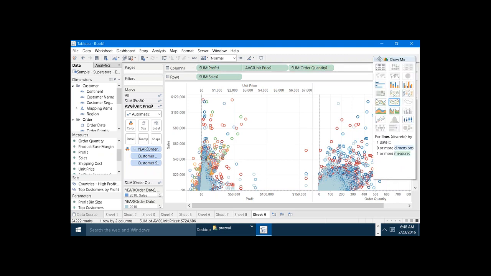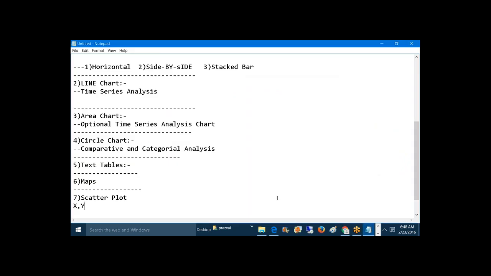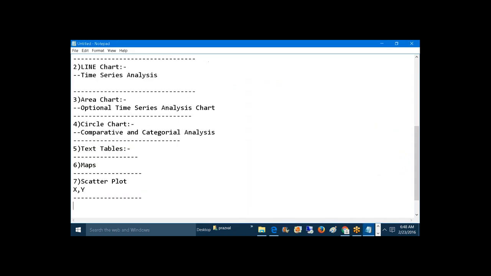Next, if we go to Show Me, here we can see the next type of charts called heat map, next the pie chart, packed bubbles. The next types of charts are pie chart, bubble chart, heat map and tree map.